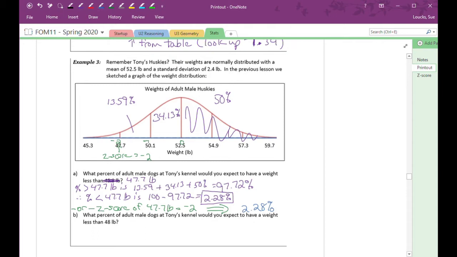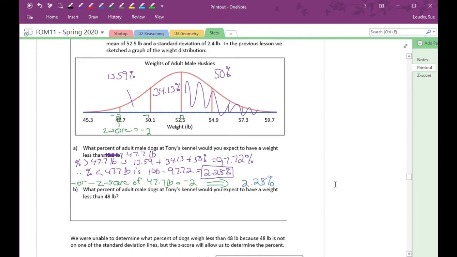Okay. What percent of adult male dogs at Tony's kennel would you expect to have a weight less than 48 pounds? So 48 pounds would be right about here. We actually can't do that yet, because we don't know the z-score for 48 pounds. But we will find that. It's actually super, super straightforward.